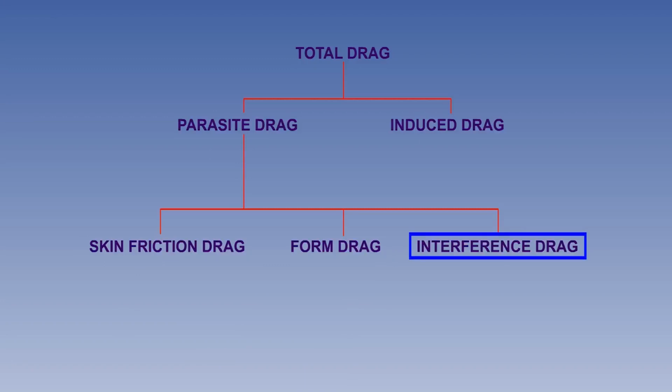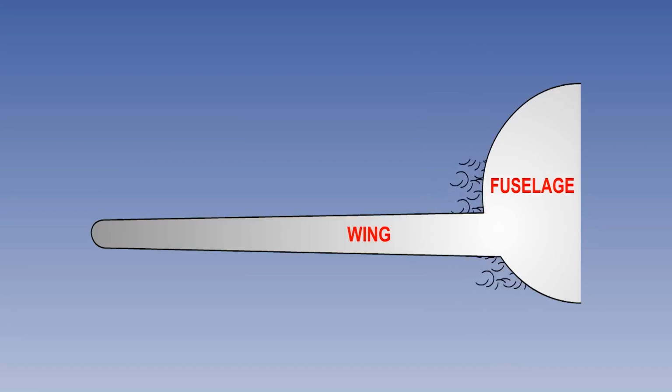The final element of parasite drag is interference drag. When considering a complete aircraft, the parasite drag in total will be greater than the sum of its parts. This additional drag is the result of interaction between the boundary layers of adjacent parts of the aircraft. Probably the best example of this is the junction between fuselage and wing at the wing root. The air is accelerated over the wing and will be faster than the airflow over the fuselage. Where the two flows mix in the angle between the two surfaces, the interference causes turbulence and drag.